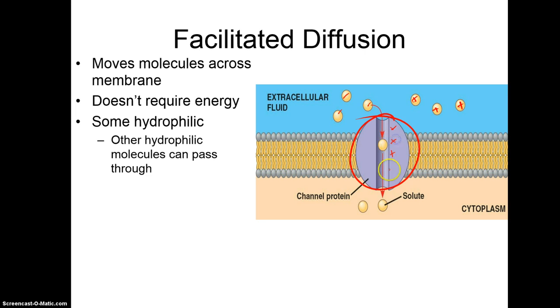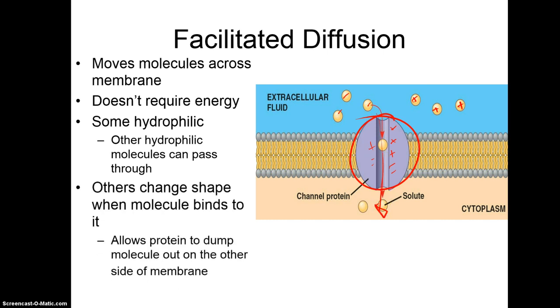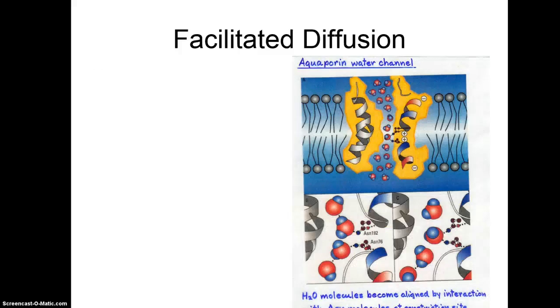Wow, that was a really bad plus. There we go. Negatives, positives in here. So those charges are going to attract and allow for the movement of those molecules through. Other kinds of facilitated diffusion are going to require molecules to bind to the protein, and this allows the protein to dump molecules out on the other side of the membrane.